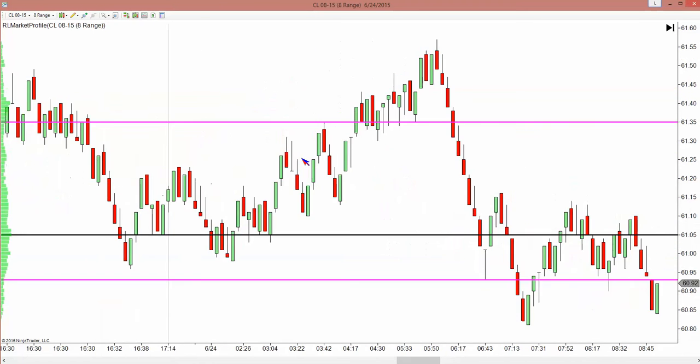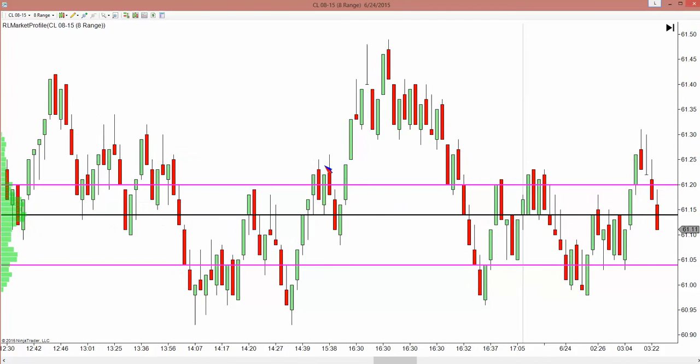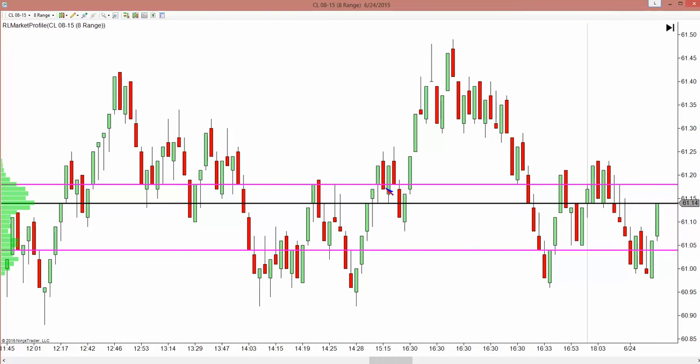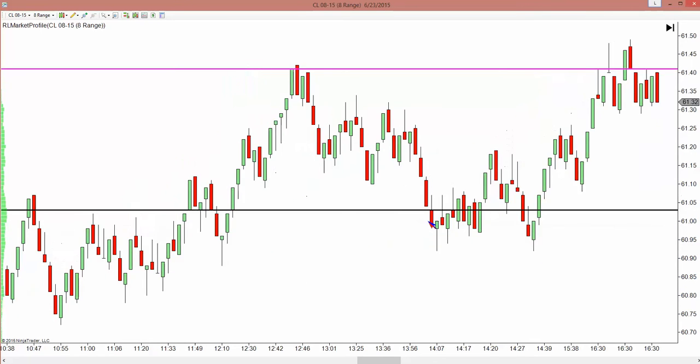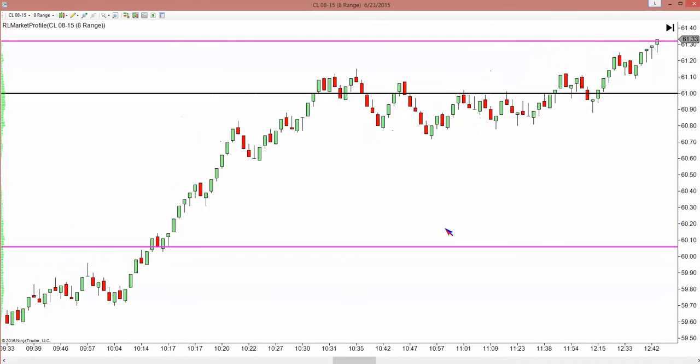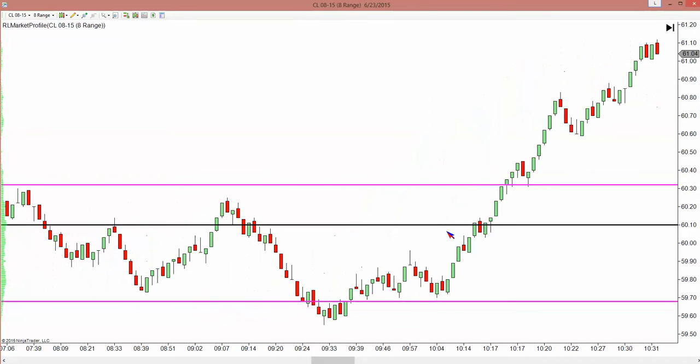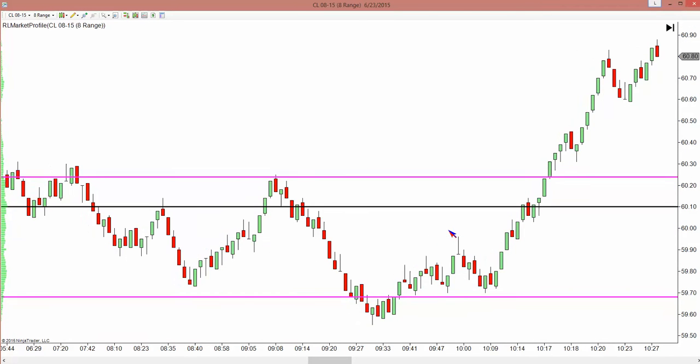You really want to stay away when volatility is low. These areas narrow, and it becomes tougher and tougher to trade when they start sitting on each other. Just like you're going to see how the pivots come together, so does market profile.